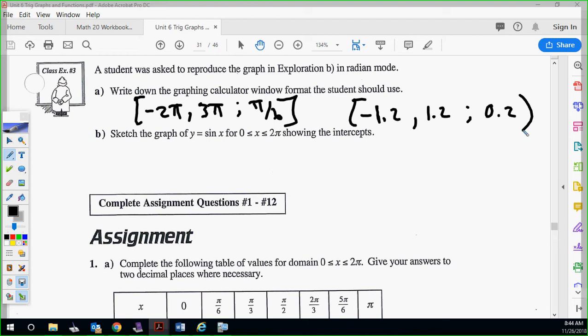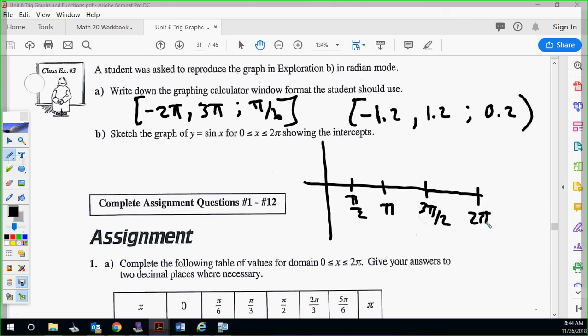3 pi is 540. Okay? And so it's sketch the graph now, and you're doing it with 0 to 2 pi for sine. So you're doing it in radians now. So we're just going to sketch this in radians. Okay, so we're going to go pi over 2, 3 pi over 2, 2 pi is kind of how I think about it. Oh, wait, I skipped one. I skipped pi. Pi over 2, pi, 3 pi over 2, 2 pi. There we go. Okay.